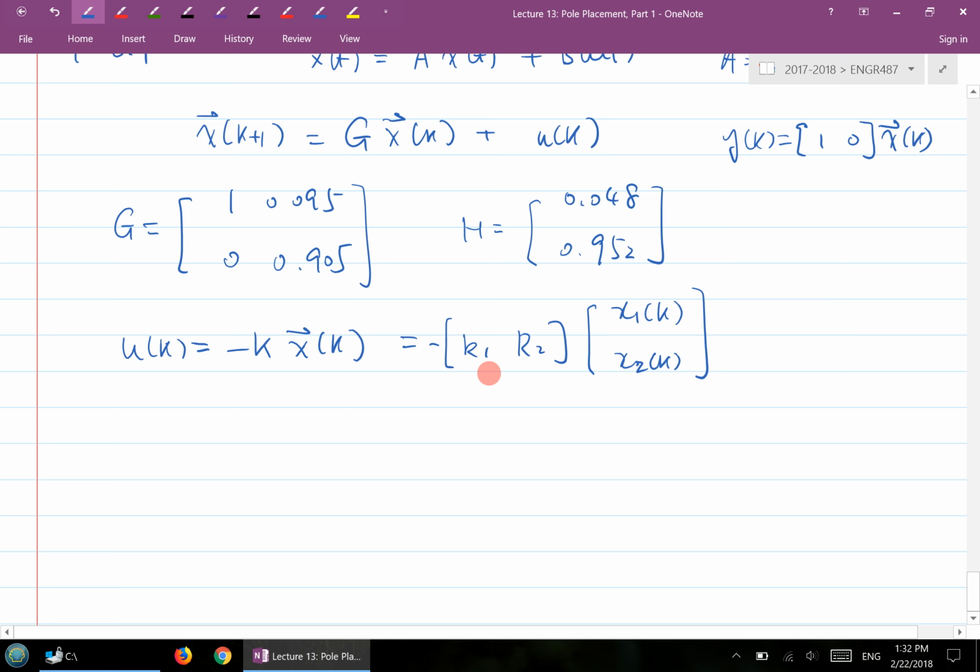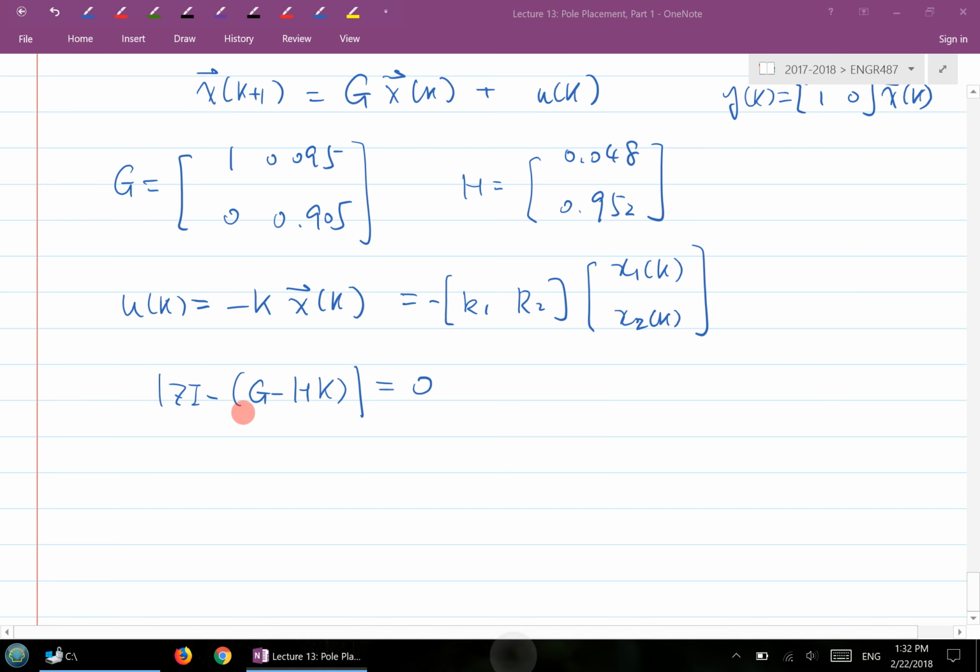And similarly, with any k1, k2, you can derive the actual characteristic equation. So set the determinant equal to 0, then you'll be able to get the actual characteristic equation.